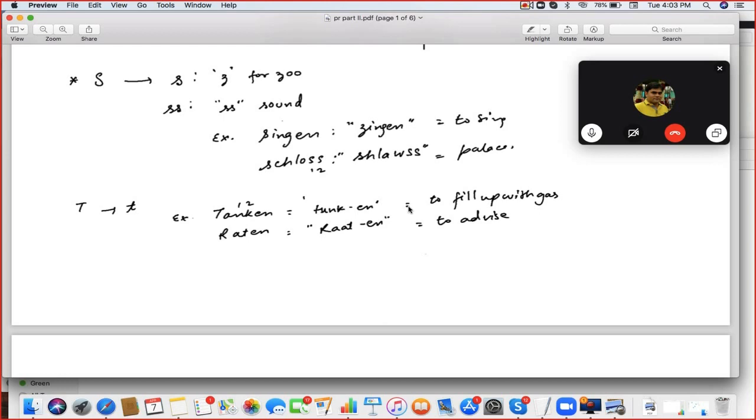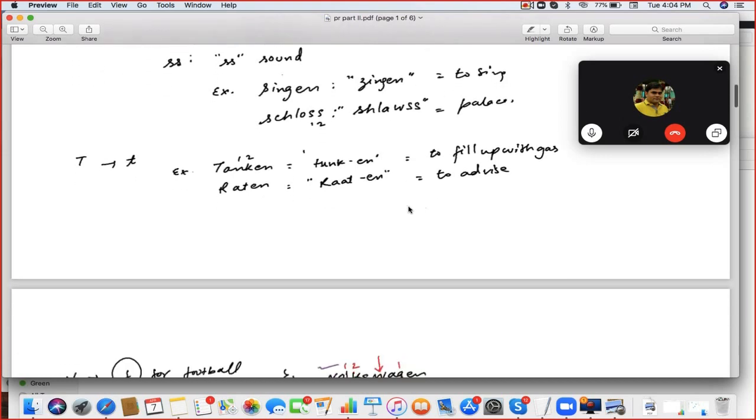Next is T. T is T for tomato. So T is the same. Tanken and Raten. Correct. Tanken and Raten.